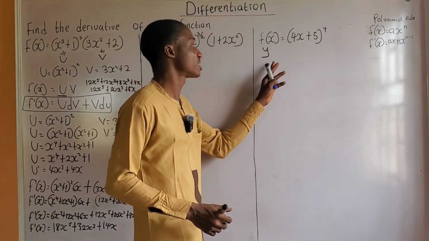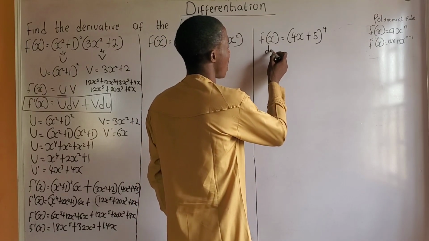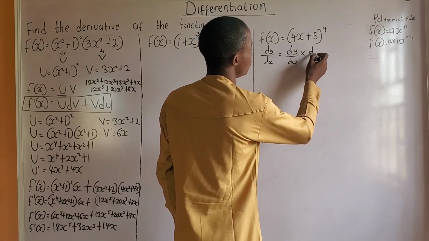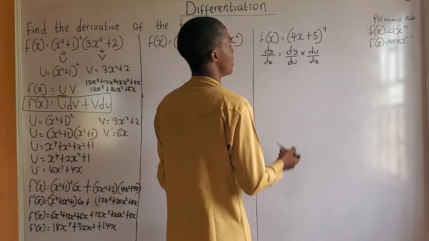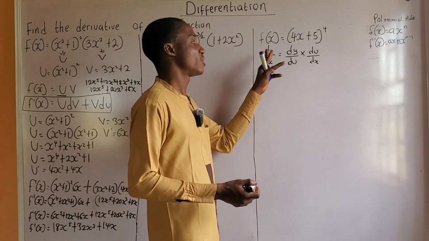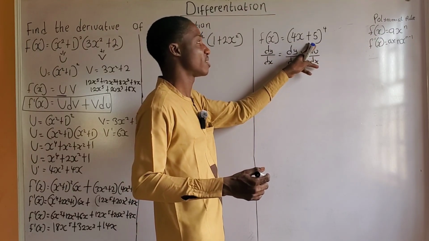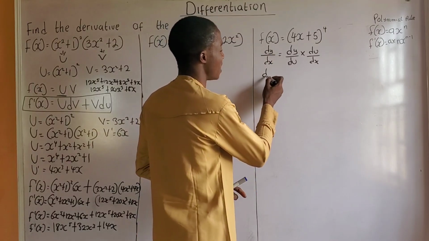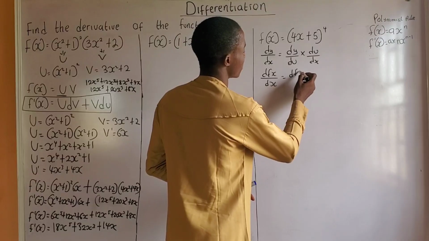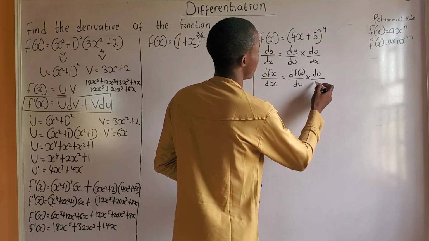So, in differentiating this function, please pay attention. According to chain rule, dy all over dx equals to dy all over du multiplied by du all over dx. Are you getting it? If you want to find the derivative dy dx, where y is equivalent to the function that you have here. But for this now, I'm going to have df of x all over dx will be equals to df of x all over du multiplied by du all over dx.